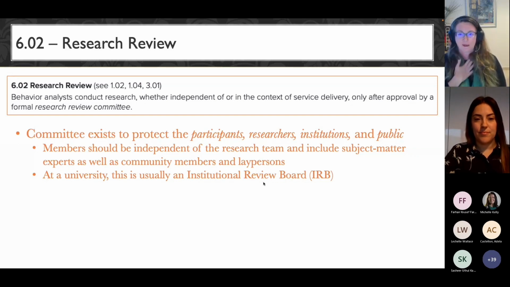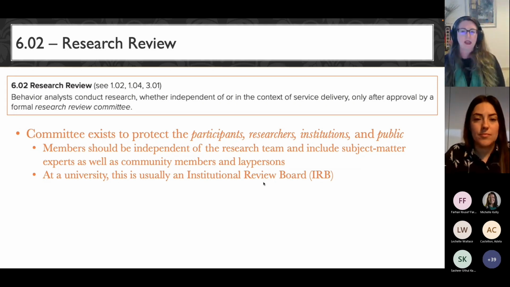But it also protects me as a researcher. It makes sure someone else has signed off on what I'm doing. It protects the institution and how that research reflects on them and their liability. And it protects the public from unethical research activities. The members of this research review committee should be people who are independent of the research team. If I'm proposing research, I should not also be the one to approve it. And this committee should include subject matter experts as well as community members and laypersons.